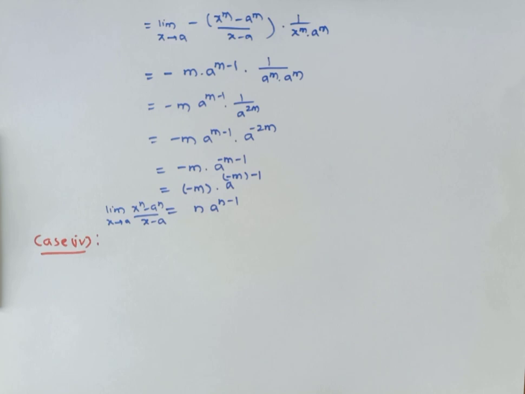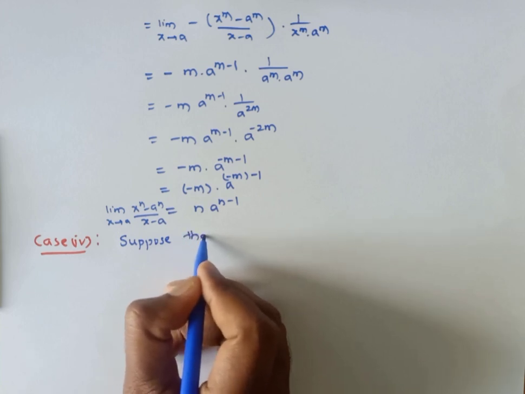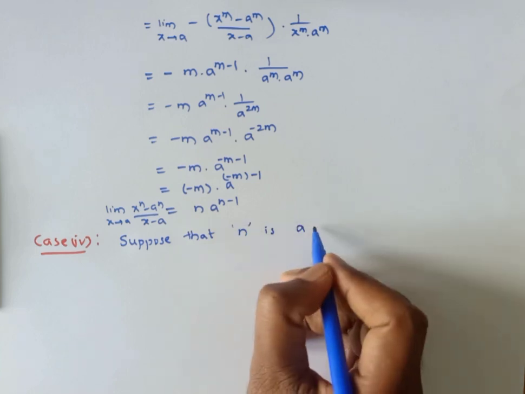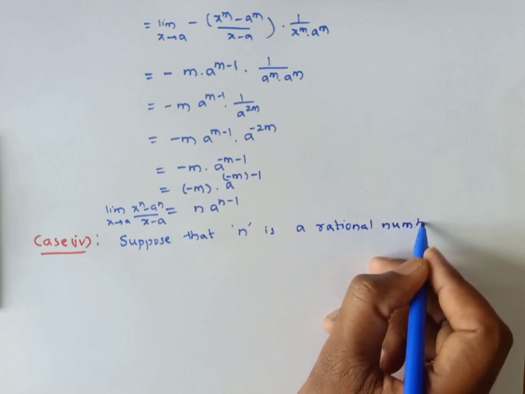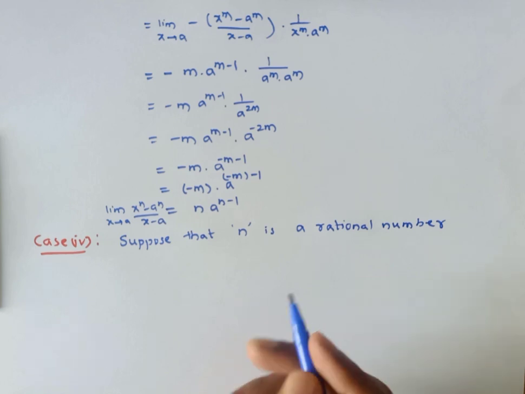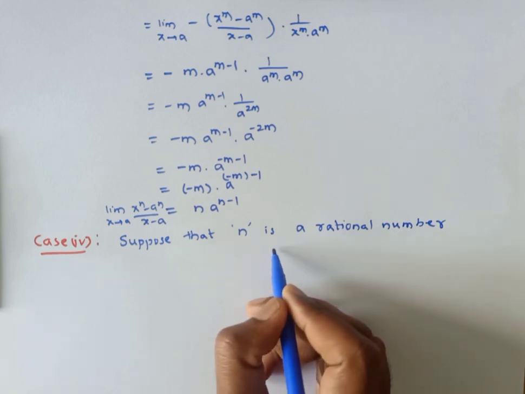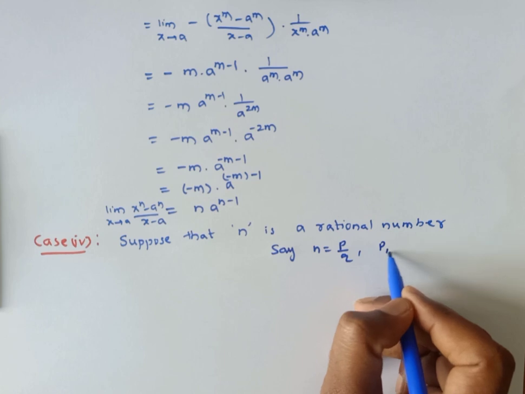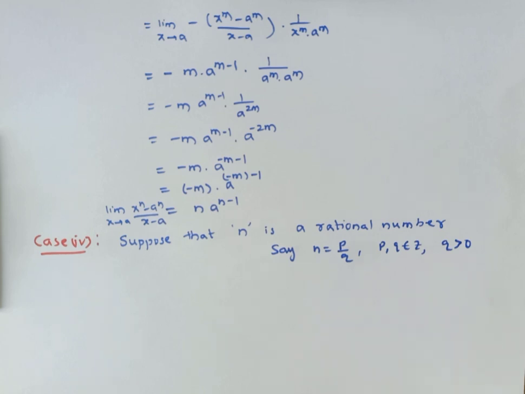Now let us suppose that n is a rational number. A rational number means it is in the form of p by q, where p and q are integers and q is not equal to 0. So let us say here the n value is p by q, where p, q belong to Z, and q is a positive value, q greater than 0.